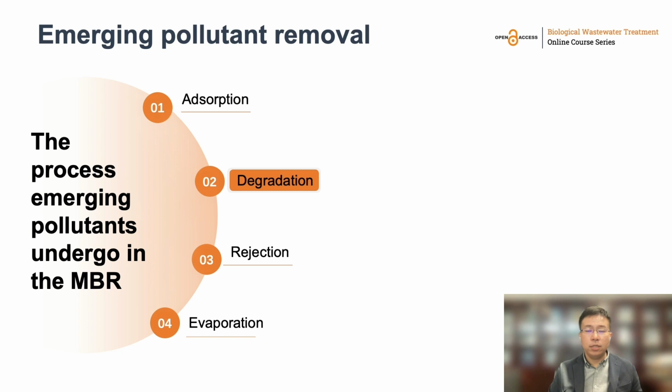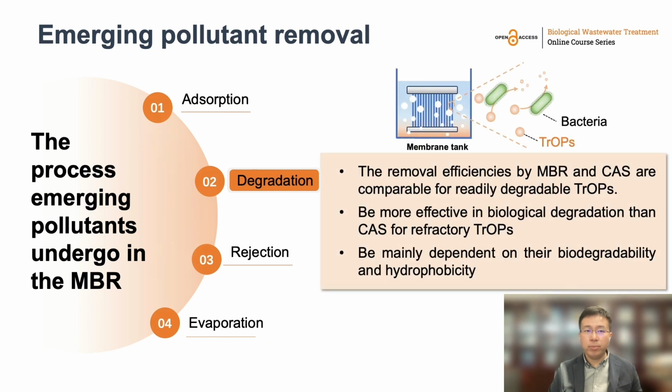The second is degradation. For TROPs which are readily degradable, the removal efficiencies by MBR and conventional activated sludge are normally comparable, whereas for refractory TROPs, the MBR is more effective in biological degradation. This can be attributed to the adsorption of TROPs by sludge and EPS and the membrane interception of MBR. For TROPs with strong hydrophobicity that are readily adsorbable by the sludge, the higher sludge concentrations as well as probably higher EPS content in the MBR are conducive to the TROPs' uptake. But the longer SRT is unfavorable for the discharge of excess sludge.